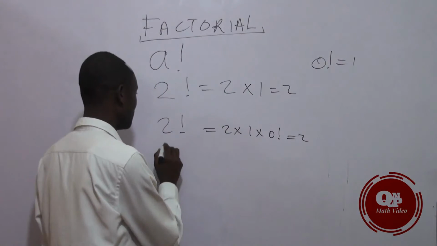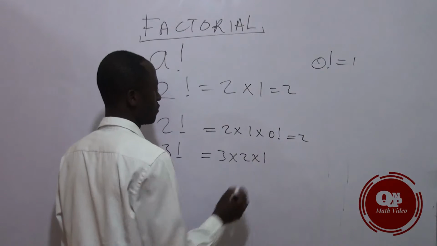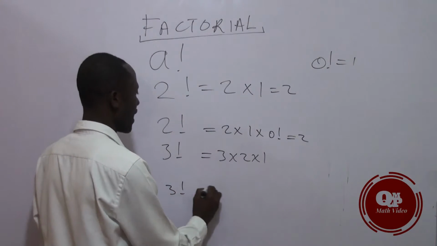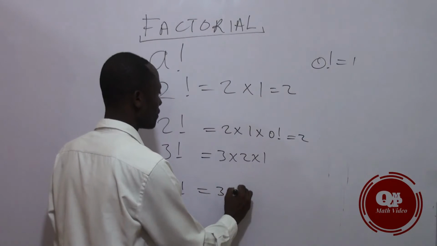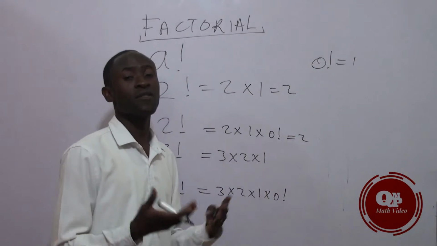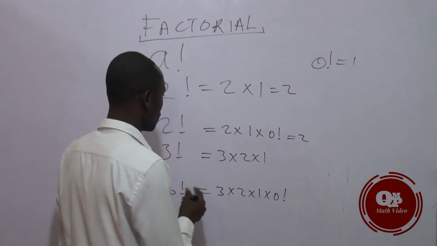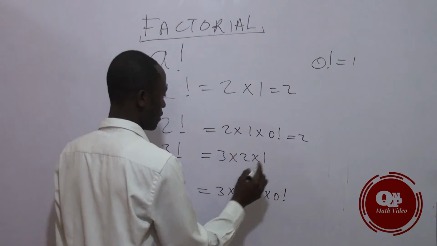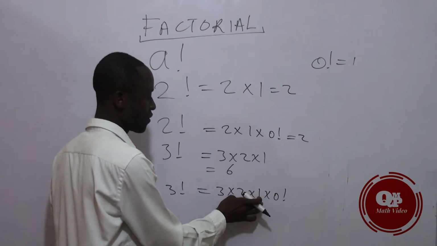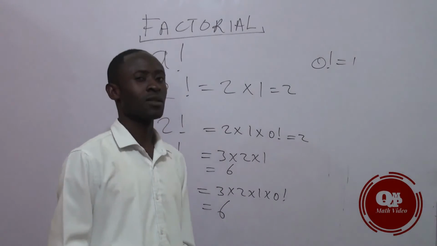Let me give you another example. 3 factorial. We have 3 times 2 times 1. Yes. Or 3 factorial is 3 times 2 times 1 times 0 factorial. You can decide to bring the 0 factorial or neglect it. It doesn't change anything. So now 3 times 2 times 1, what do we have? We have 6. 3 times 2 times 1, we have 6. Times 1, we still have 6. Yes, that is what we refer to as a factorial.